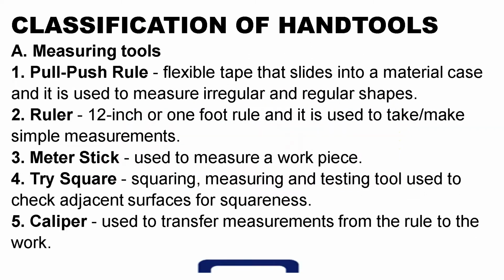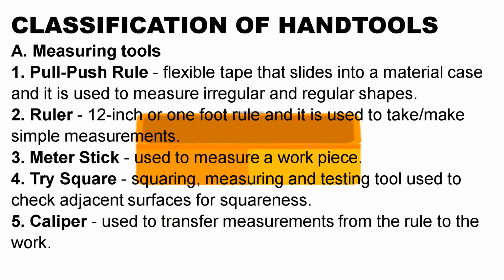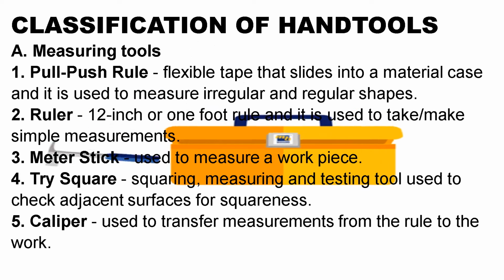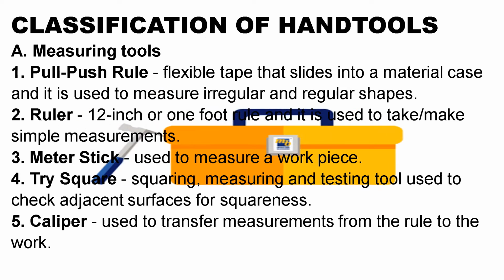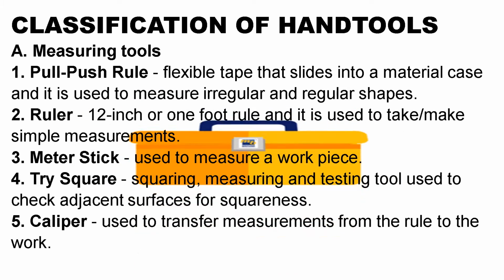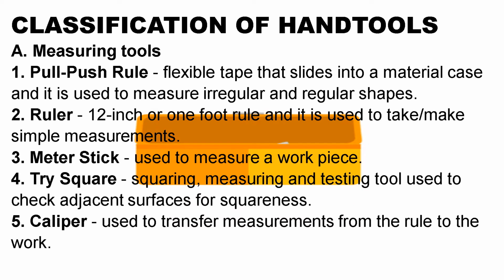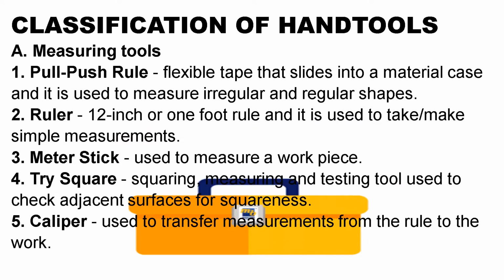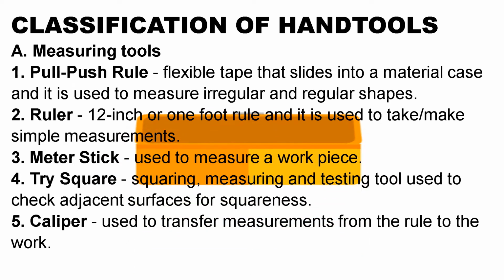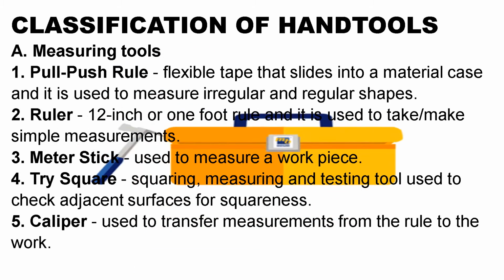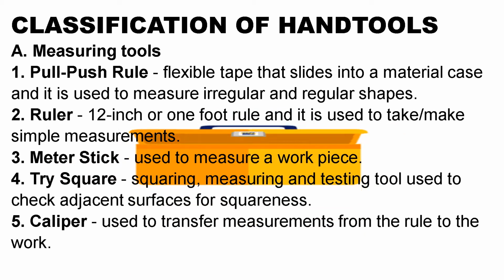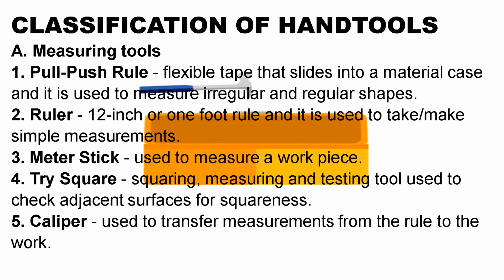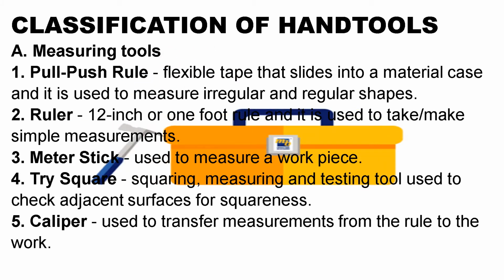Classification of hand tools. There are 11 kinds of classification of hand tools. First, we have the measuring tools. There are 5 measuring tools. First, we have the pull-push rule, a flexible tape that slides into a metal case and is used to measure irregular and regular shapes.